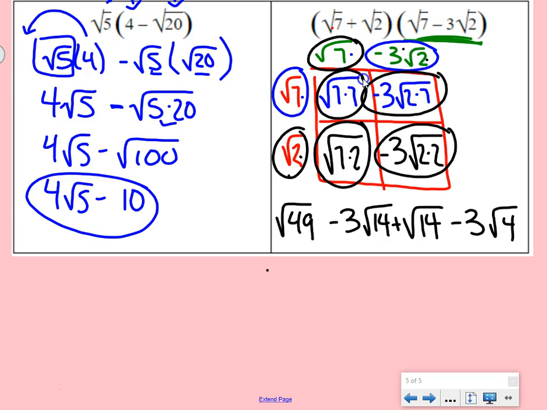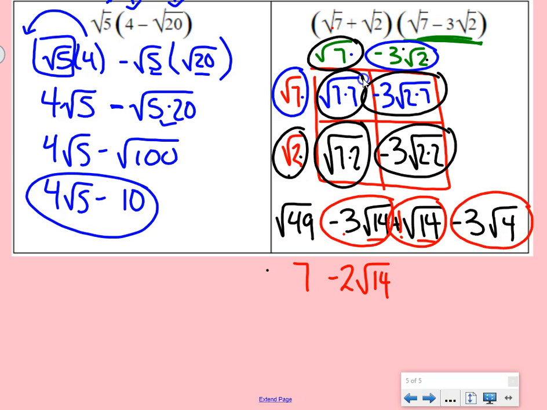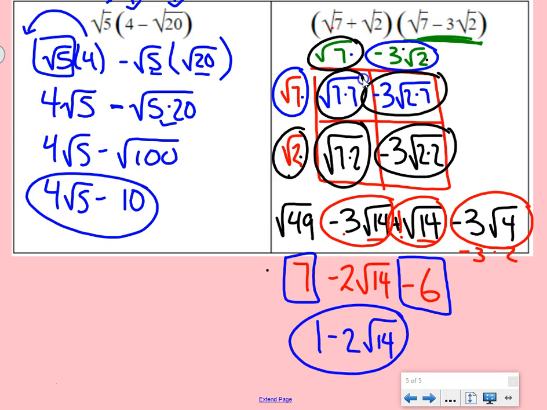Yeah, I can keep simplifying. Square root of 49 is 7. Negative 3 square root 14 plus 1 square root 14, they have the same square root, so we can add the numbers. Negative 3 plus 1 is negative 2. Tack on that square root 14. Minus 3 times the square root of 4. Square root of 4 is 2, so this would be negative 3 times 2, which would be minus 6. Last, put those numbers together. 7 minus 6 is 1, so you have 1 minus 2 square root 14.